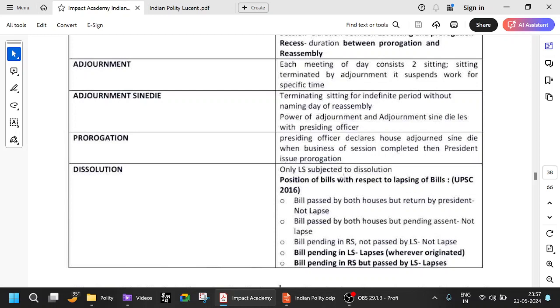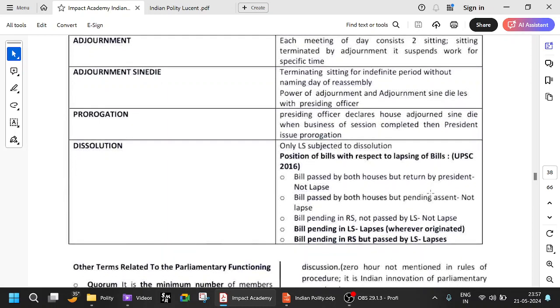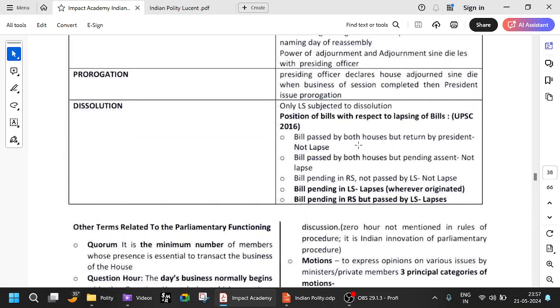So the position of bills with respect to lapsing of bills. Bills passed by both the houses but returned by the President will not lapse, because they are already passed by both the houses, only returned by the President. Pending assent, they will also not lapse. Okay, a bill pending in Rajya Sabha and not passed by Lok Sabha will not lapse, but a bill pending in Lok Sabha will lapse. Whether it originated in Lok Sabha or Rajya Sabha, if it is pending in Lok Sabha, it will lapse because Lok Sabha has been dissolved.